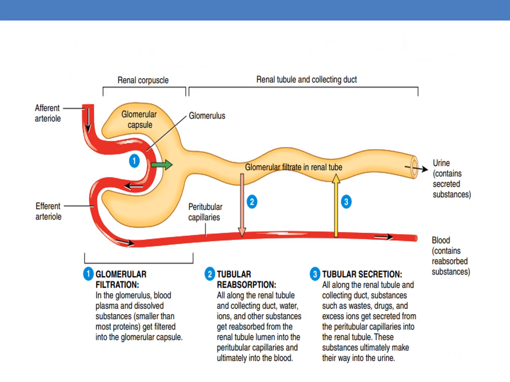Here you can see the schematic representation of renal physiology. This is an afferent arteriole and this is an efferent arteriole. The afferent arteriole enters and the efferent arteriole leaves. And this is the glomerular capsule. This part is the renal corpuscle and this part is the renal tubule and collecting duct. So the first step is glomerular filtration. In this, the glomerulus, blood plasma and dissolved substances smaller than most proteins get filtered into the glomerular capsule.